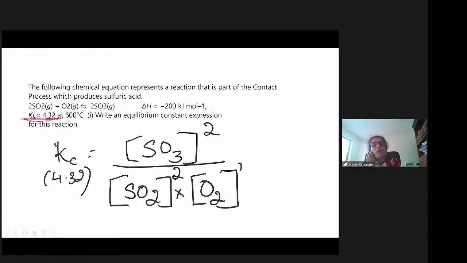So the question says to write an equilibrium constant for the following chemical reaction. This normally comes for an Achieved. And if you have to calculate the constant, it comes for a Merit. But from there, you also have to calculate the pH with the Kw. Then it goes for an Excellence part.